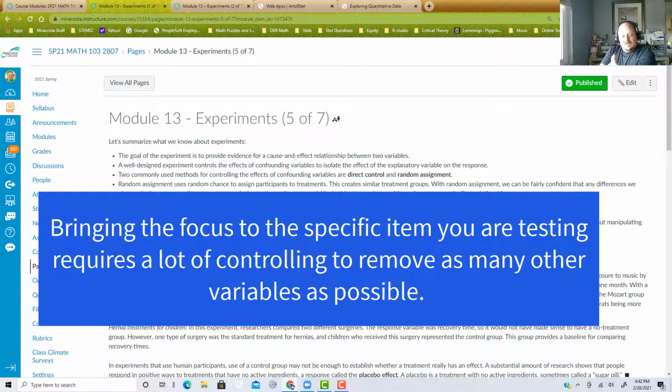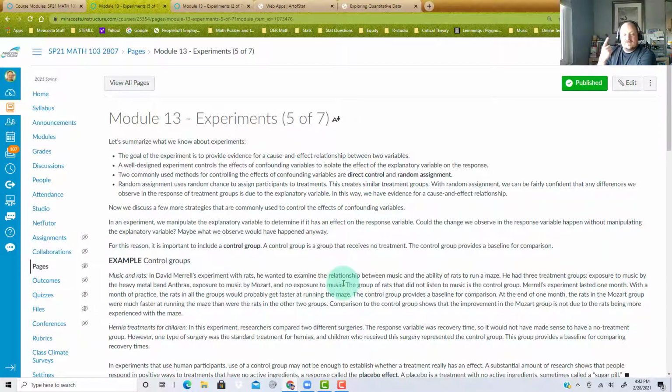In the rat experiment that you'll see, there were three groups: exposure to heavy metal music, exposure to music by Mozart, and no exposure to music at all. That third group would be what was known as control. And that control group then demonstrates, hey, what would happen without either of these other pieces?